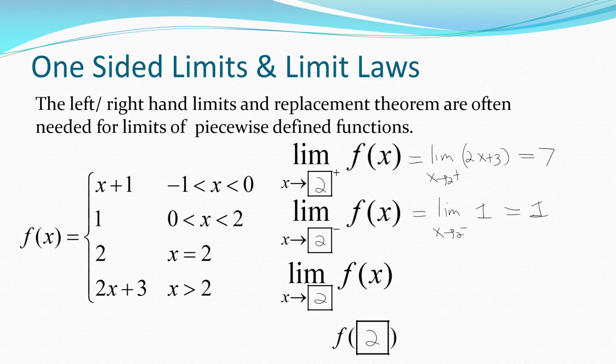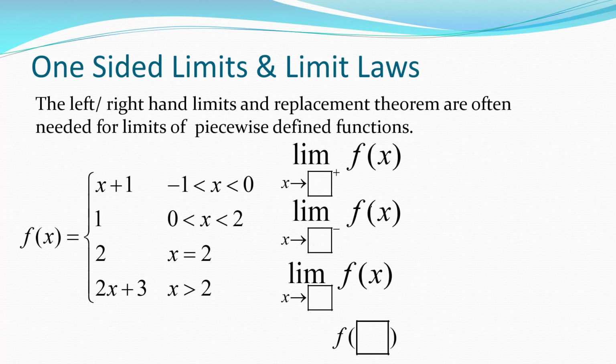Unfortunately, the limit from the right and the left are different values, so the entire limit just fails to exist. Does not exist. But the function value at 2 does exist. That value is 2. So notice that the limit as x approaches 2 of the function doesn't exist, and yet the function value at 2 does. So those are different concepts. Let's try it again. I'll erase this.